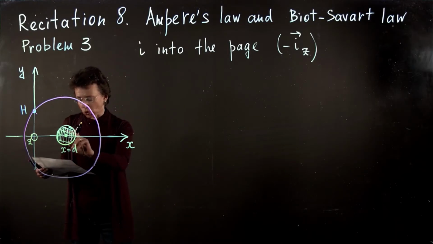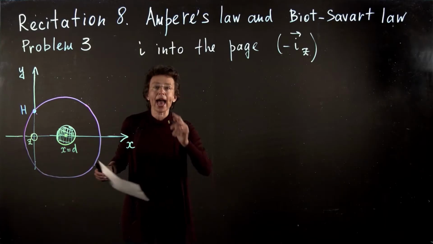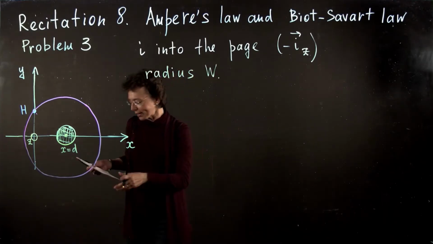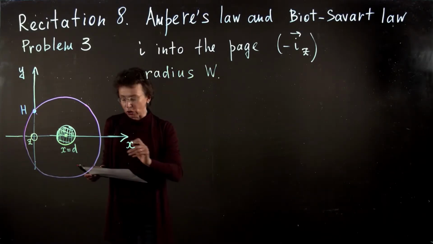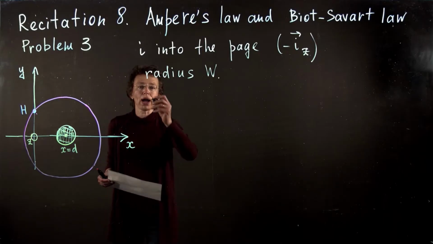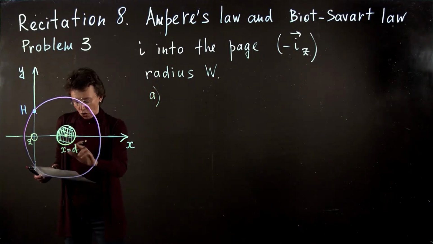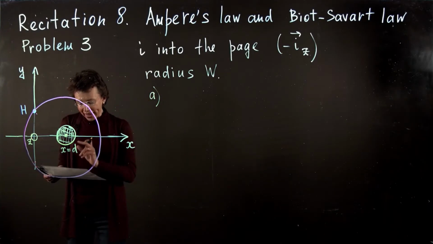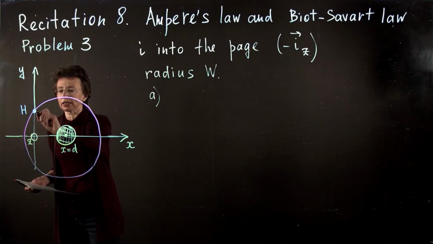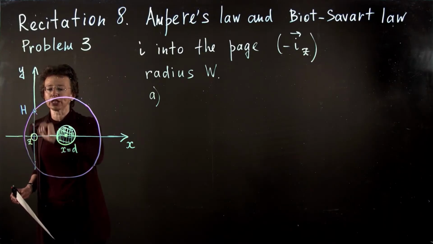The center of this wire is at XD, and it has radius W. The radius of this wire is given, it is W. The current is uniformly spread over the cross-sectional area of this wire. For part A, we need to find, if the center is located at XD, the X and Y components of the magnetic field at point X0, YH. We need to find X and Y components of magnetic field at this point.